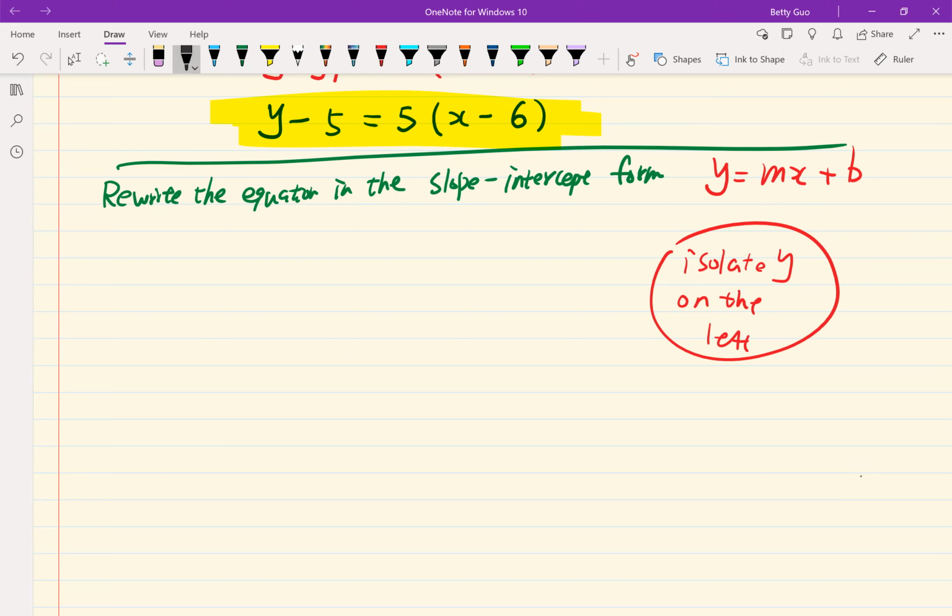The equation we have is y minus 5 equals 5 parentheses x minus 6. We want to isolate the y on the left. Can you firstly apply the distributive property to get rid of the parentheses? And then move this negative 5 over. Do you do that? Any progress?